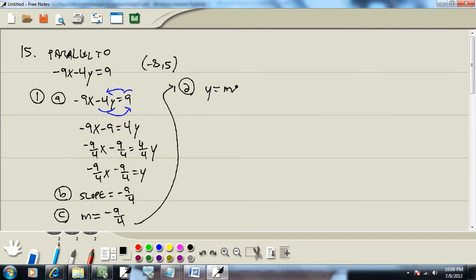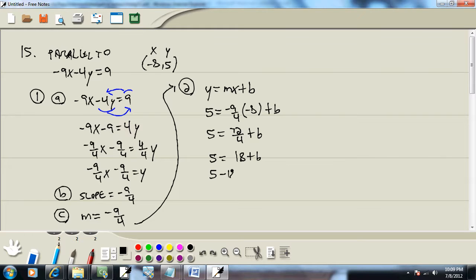Well, then we want to plug in the given point for x and y. This would be our x, and this would be our y. So we've got 5 there. And m from 1c was negative 9/4. And x is negative 8, plus b. Well, negative 9 times negative 8 gives us a positive 72 over 4, which gives us 18. 72 divided by 4. Then I'm solving for b, so I take the 18 over, it becomes a negative 18. And 5 minus 18 gives us negative 13 equals b.